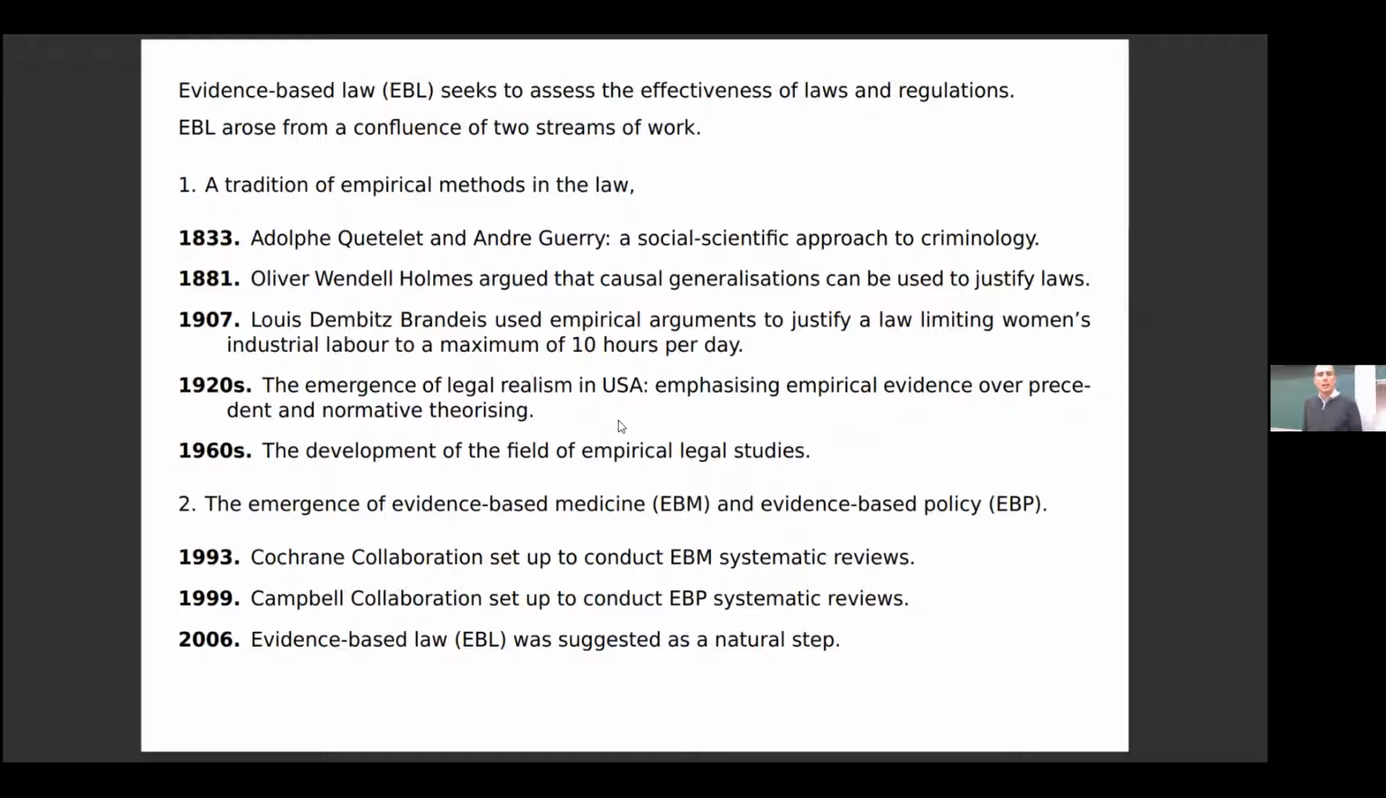On the other hand, there's this stream of work from evidence-based medicine and evidence-based policy. So in the UK, the Cochrane Collaboration was set up in 1993, and that has since been conducting evidence-based medicine systematic reviews. Then the Campbell Collaboration was set up shortly afterwards on the model of EBM to carry out evidence-based policy reviews. Then in 2006, some authors suggested that evidence-based law is a natural next step, to use systematic methods for assessing effectiveness to justify laws and regulations. So this is the approach that we're looking at now.